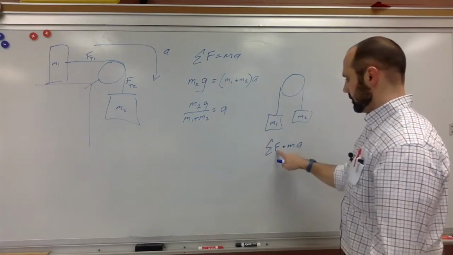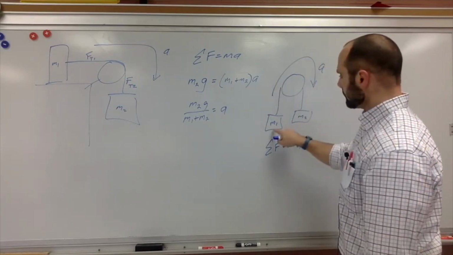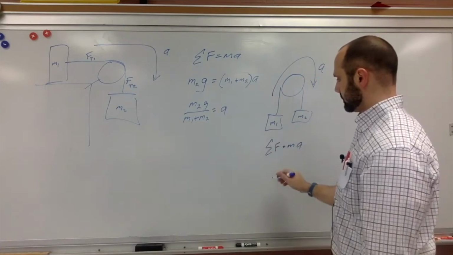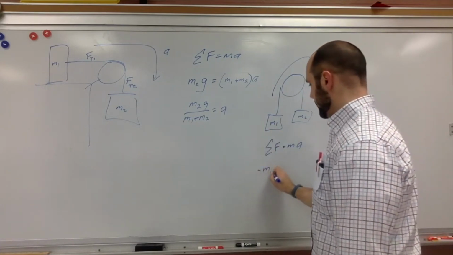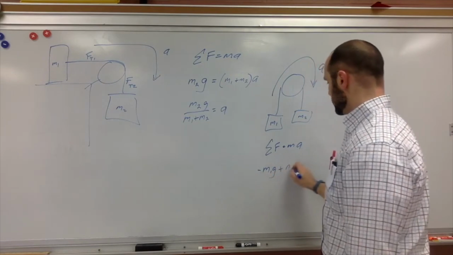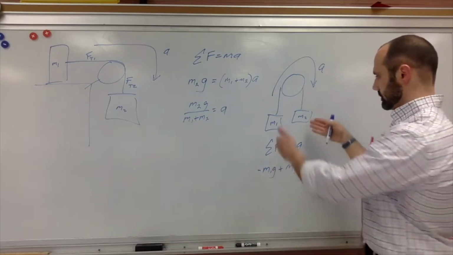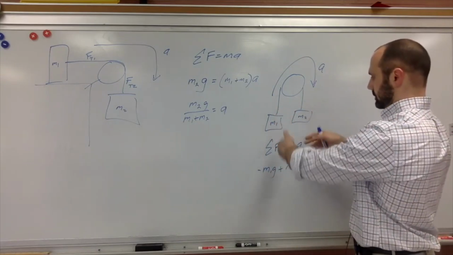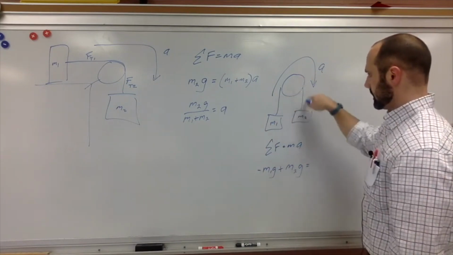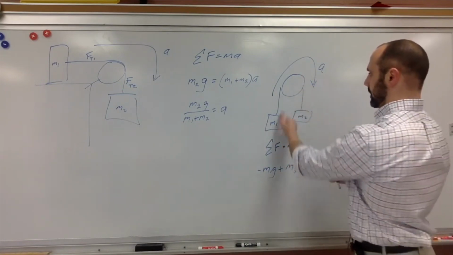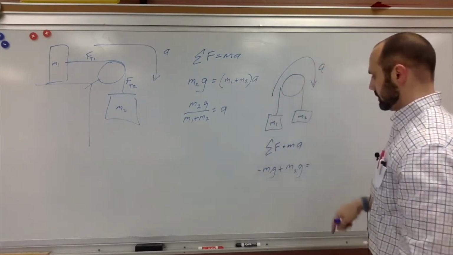So what are the net forces? Well, if this is the direction of the acceleration, this force is pulling in the opposite direction, right? The gravitational force pulling down here. So we're going to say negative m1g plus m2g. These are the only two external forces pulling on these weights, because the tension, again, cancels out. It's pulling up on this one, in the opposite direction of the acceleration that we decided, so we're not including it.